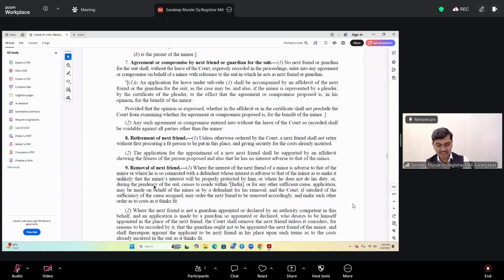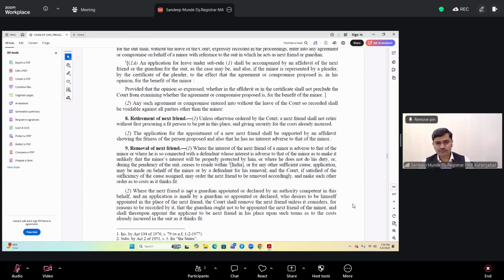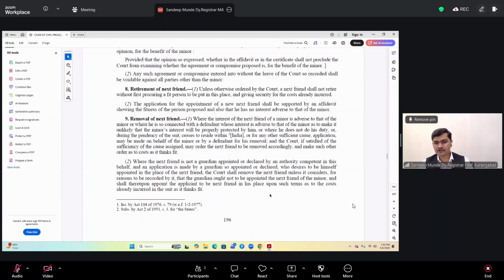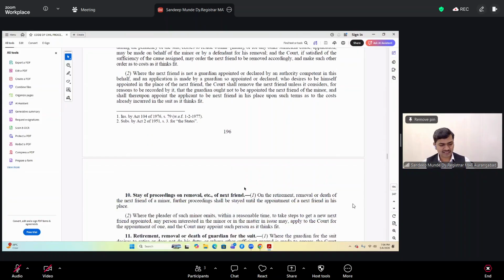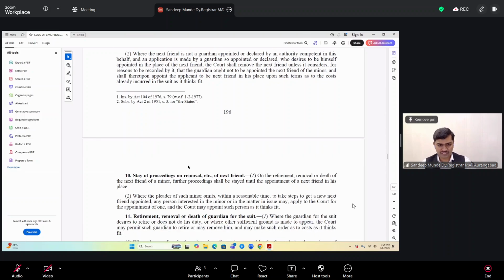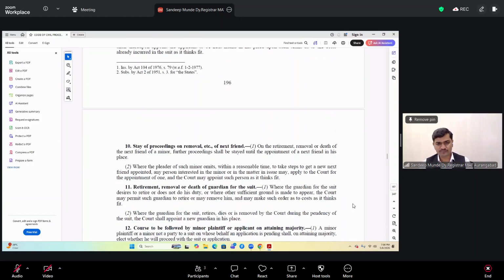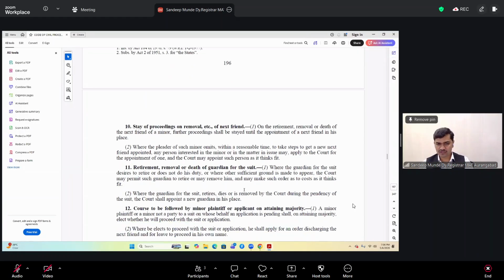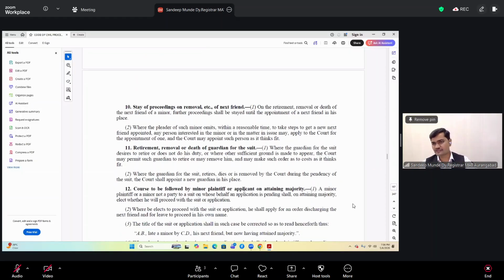The next is the removal of next friend. In which contingencies may the court remove? As we already know, where the interest is adverse to the minor, or where the next friend is not a guardian appointed or declared by the authority, in such circumstances the court may order the removal of the next friend. If removed, there is a stay of proceedings on removal, etc. of the next friend. On retirement, removal, or death of the guardian of the suit, a new next friend or guardian is required to be appointed.